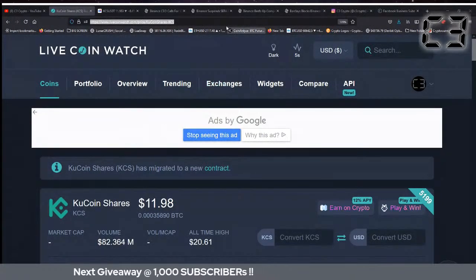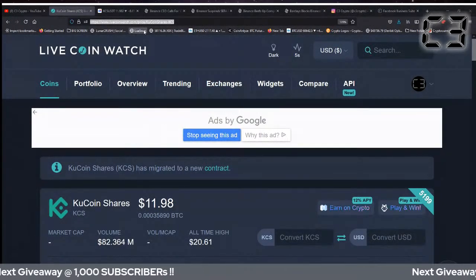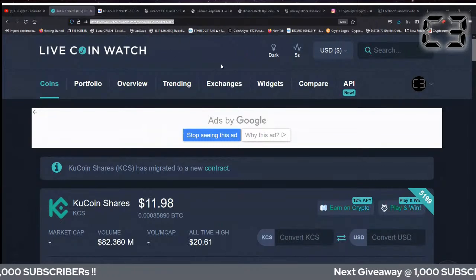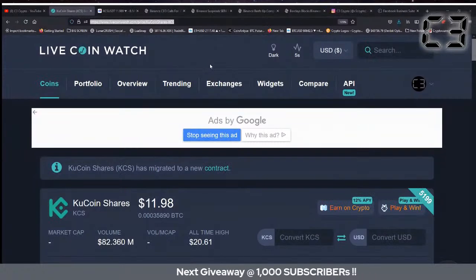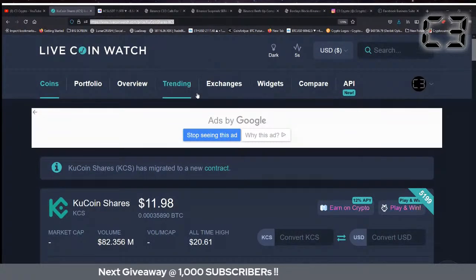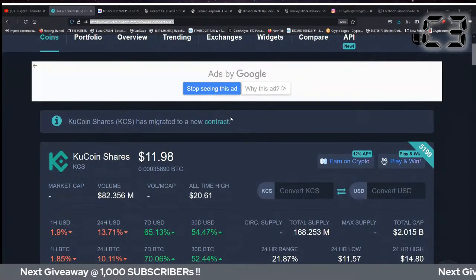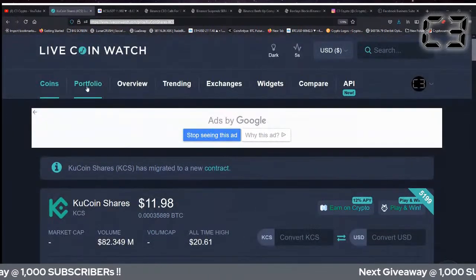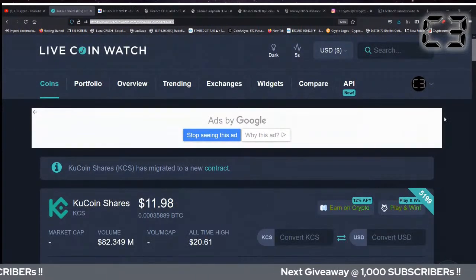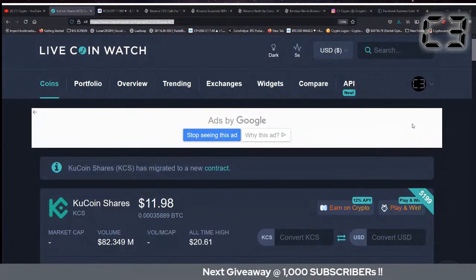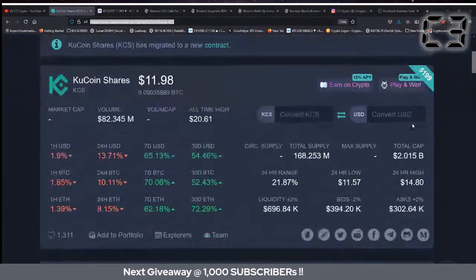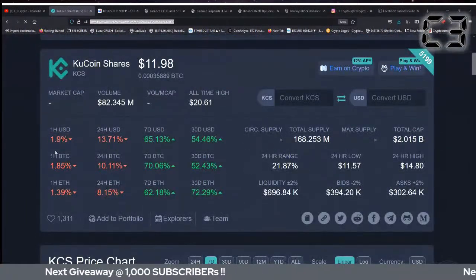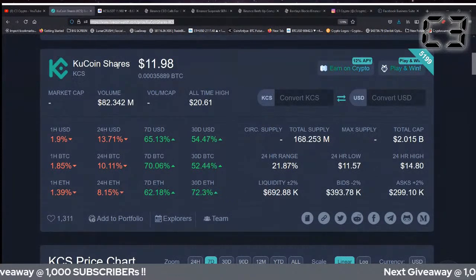So over here, I'm on livecoinwatch.com. This is a really great resource. It's very similar to CoinMarketCap and CoinGecko. I like it. It has a little bit different features. There's a cool portfolio feature. You can build your portfolio a little bit more in depth than CoinGecko or CoinMarketCap. So anyway, I just wanted to show you guys some data on KuCoin Shares.